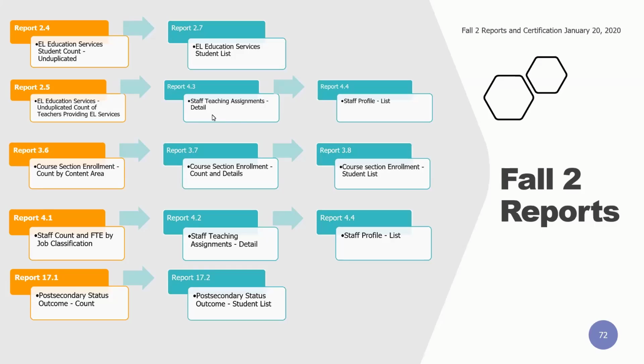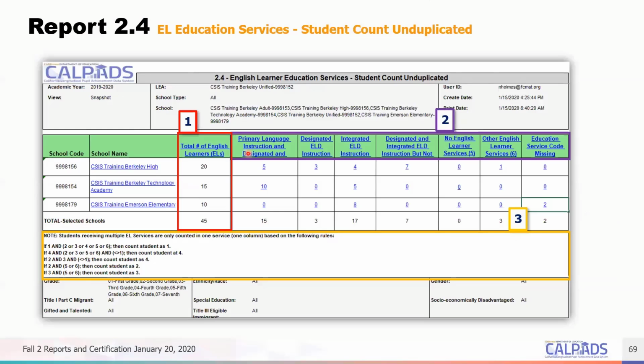And so often, the supporting reports are either going to be labeled as detailed reports or list. They're going to list each individual staff member, each individual course, each individual student. And so these supporting reports are very key. This 2.4 and 2.5 and 2.7, these are the reports related to EL services.